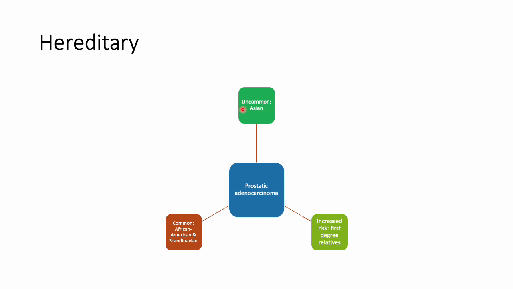Asian is a very uncommon race to have prostatic adenocarcinoma, but it's more common in African American and also Scandinavian. And if your first degree relative has been diagnosed with prostatic adenocarcinoma, then you are at increased risk. It means if the father had prostatic adenocarcinoma, most probably the sons are at risk to develop prostatic carcinoma in the future.